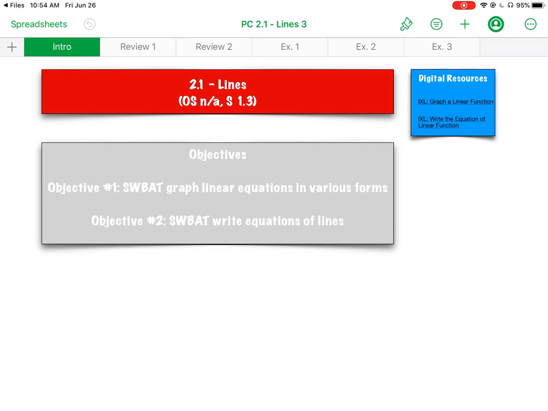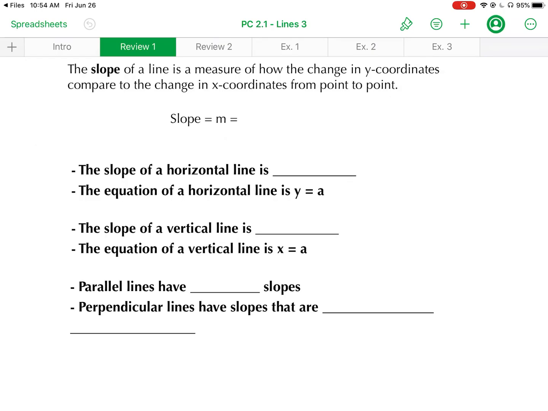All right, we're beginning Unit 2 today, and in this video, we're going to be focusing on reviewing pretty much everything you've ever covered about linear equations. We're going to be graphing linear equations in various forms, as well as writing equations of lines, okay? So let's get right into the review.